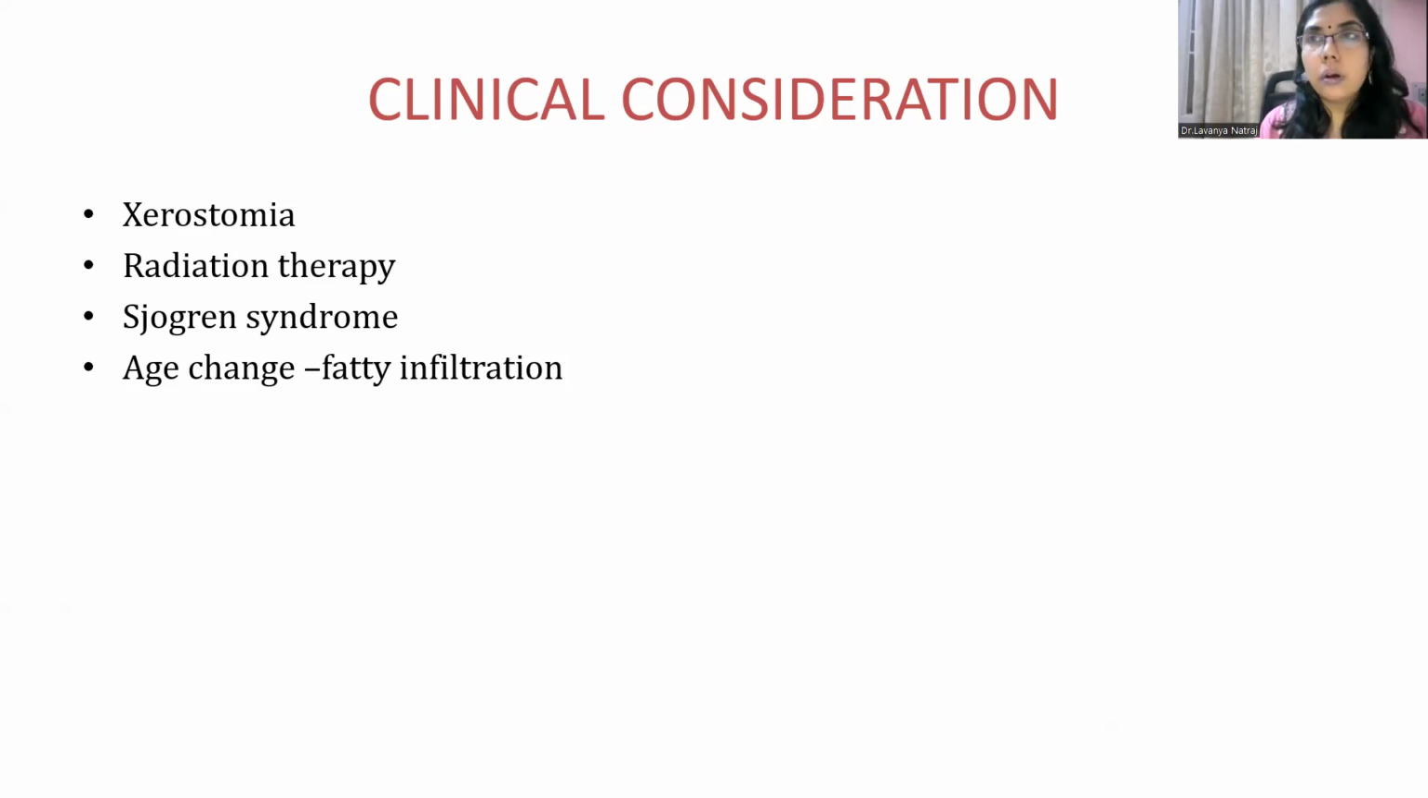There is one more pathological condition called Sjogren's syndrome that affects your minor salivary glands also. So you will deal with it in the third year class, but you should know what Sjogren's syndrome is. It's an autoimmune disorder that affects your salivary glands. And as you age, the salivary glands will be filled up with fatty cells rather than the secretory units. So these are the clinical considerations for the salivary glands.